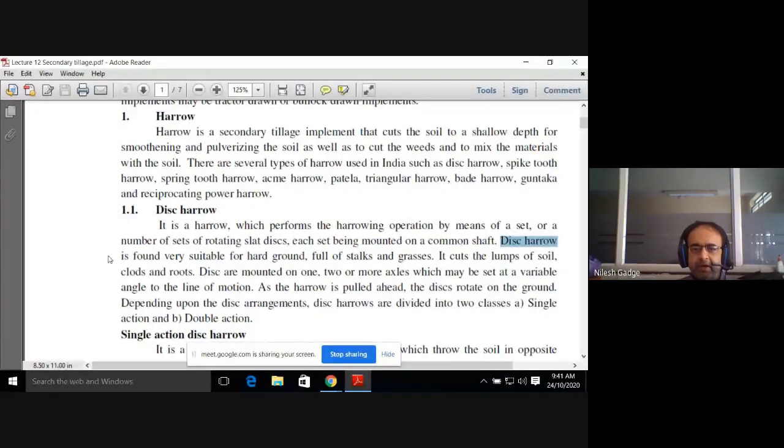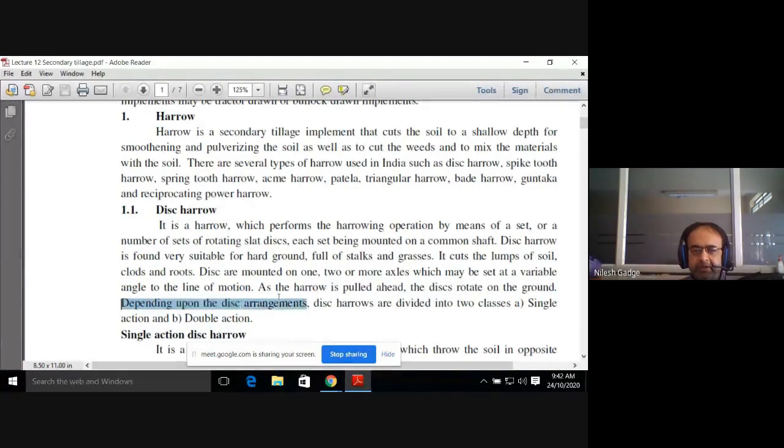Disc harrow is found very suitable for hard ground, stalks and grasses. It cuts the lumps of soil, clods and roots. Discs are mounted on a common shaft or on two or more axles, which may be at variable angles to the line of motion. We will see this in the figure. As the harrow is pulled ahead, discs rotate on the ground.